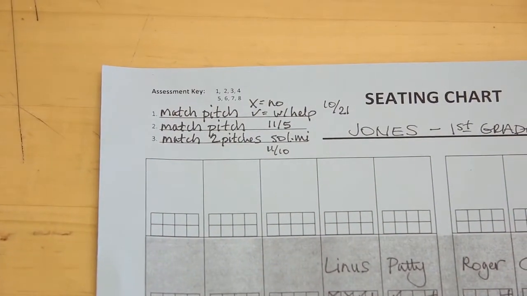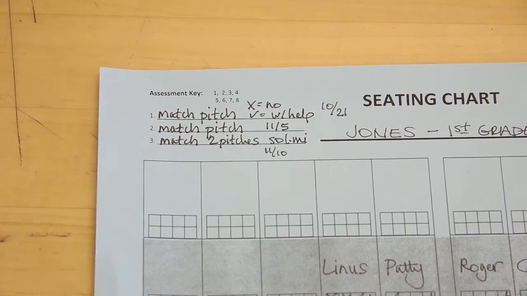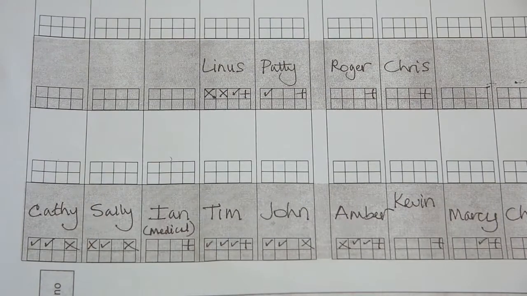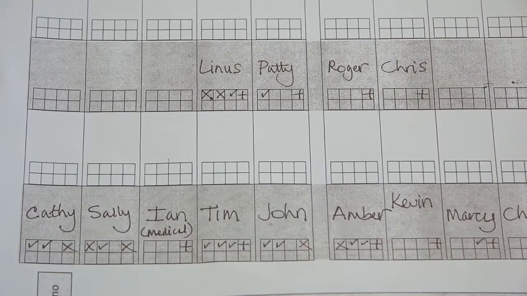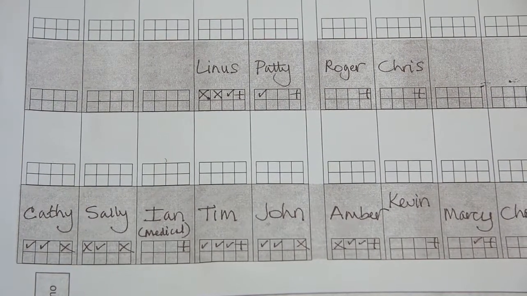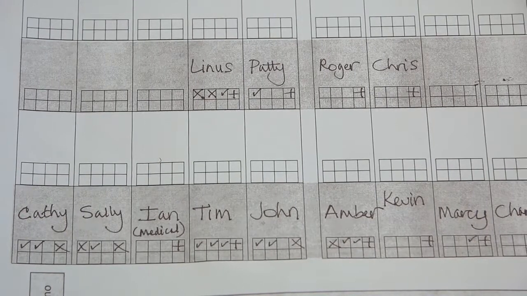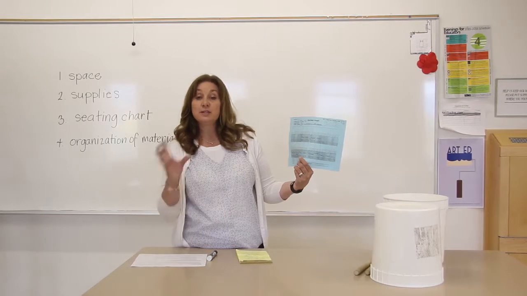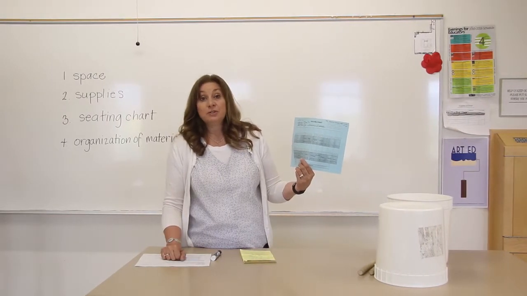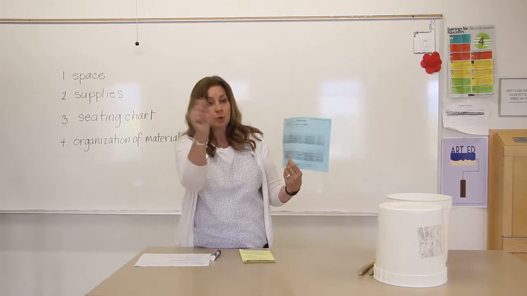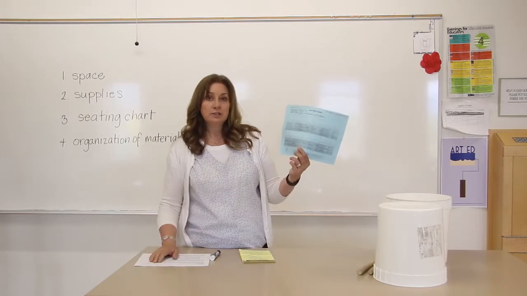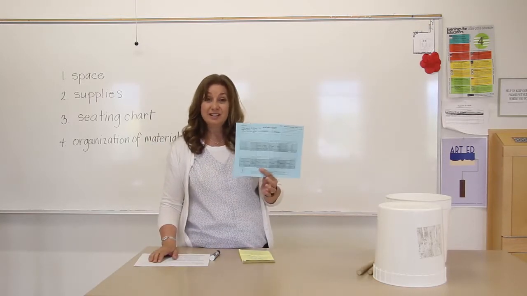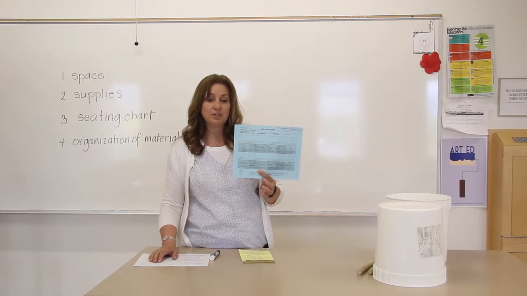So if you look at number 1, I have written match pitch and then the key. If there's an X by their name under the first little square, that means they couldn't match my pitch on one note. If there's a check mark, it means they could match it with help, and if there's nothing there, it means they were able to do it just fine, because that saves me from going and marking every little square. If they did it just fine, then I just have it blank. That's an instant assessment. It takes me just a second to be able to do that.